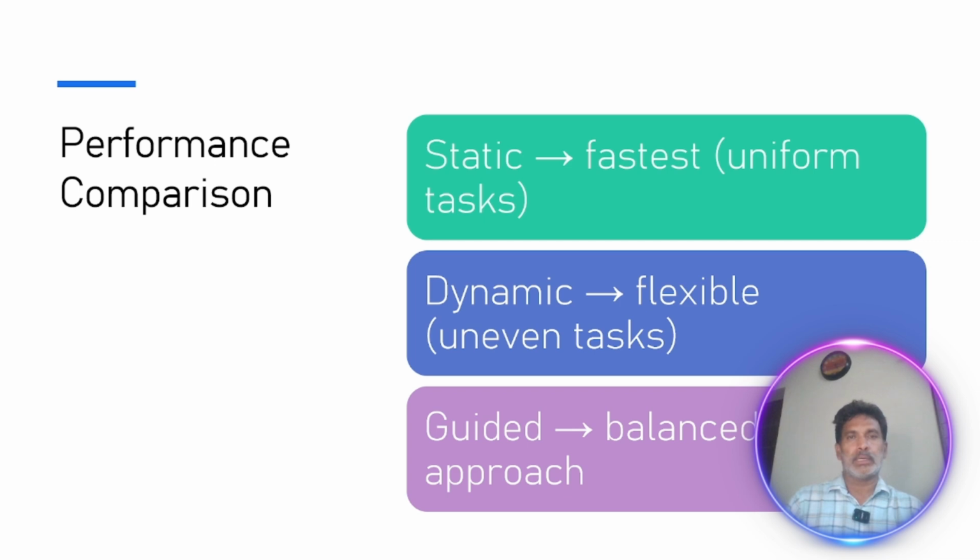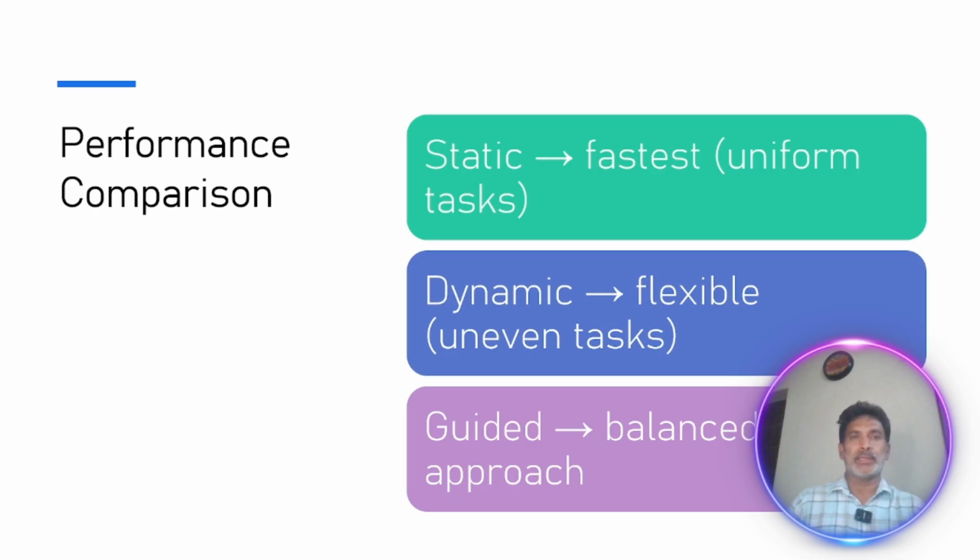And the next one could be a poor choice if the workload varies, as it may cause load imbalance. Next one is dynamic scheduling, which handles uneven tasks. Work is assigned to the threads on demand during execution. Threads request new tasks after completing the previous ones. This is mainly excellent for irregular or unpredictable workloads, but slightly slower due to the runtime scheduling overhead.